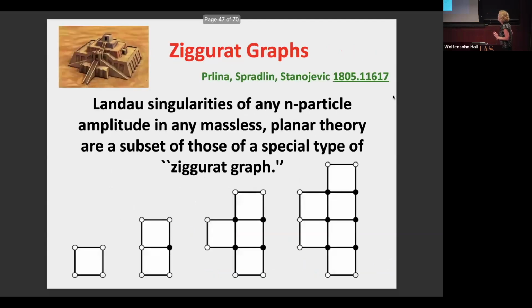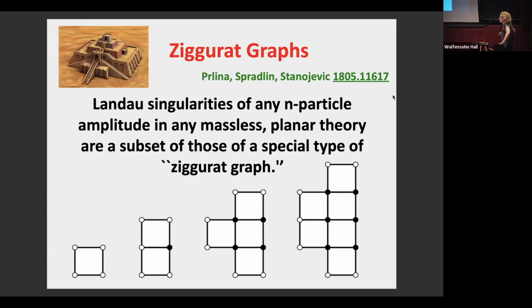So what about higher loops? At higher loops, things get complicated. And one thing that's been useful that we've been looking at are the so-called ziggurat graphs. Again, I'll try to be brief. It turns out that the singularities for any n-particle amplitude can be written as a subset of those of a very special type of Feynman diagrams called ziggurat graphs. Ziggurat graphs go in odd and even. So this is a 4-point graph. And if you want to do a 6-point, you add a ziggurat. So these are some ancient ziggurats. You can go to Wikipedia. Some ancient constructions in Mesopotamia, which look like this. So you start with this.